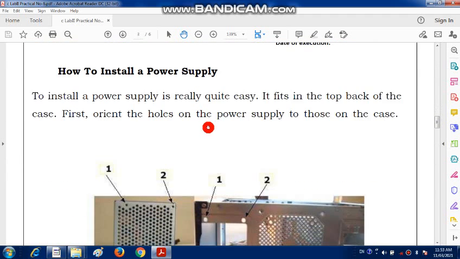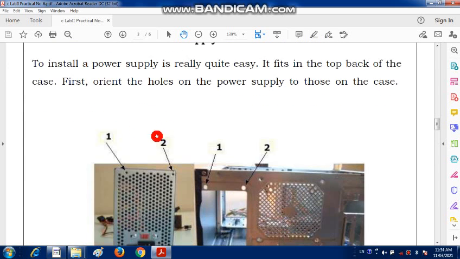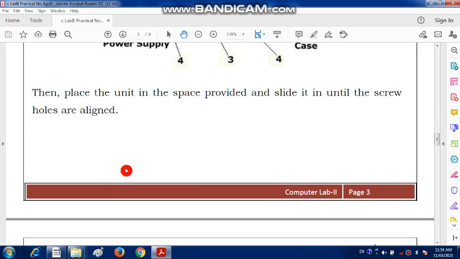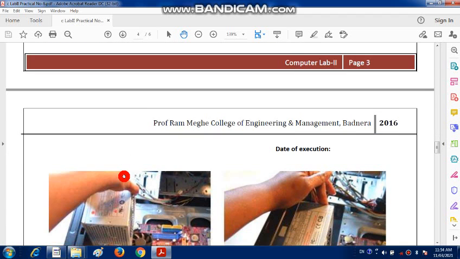How to install a power supply? To install the power supply is really quite easy. It fits in the top back of the case. First orient the holes on the power supply to those in the case. These are the different holes: hole number 1, hole number 2, hole number 3 and hole number 4. Then place the unit in the space provided until its screw holes align.